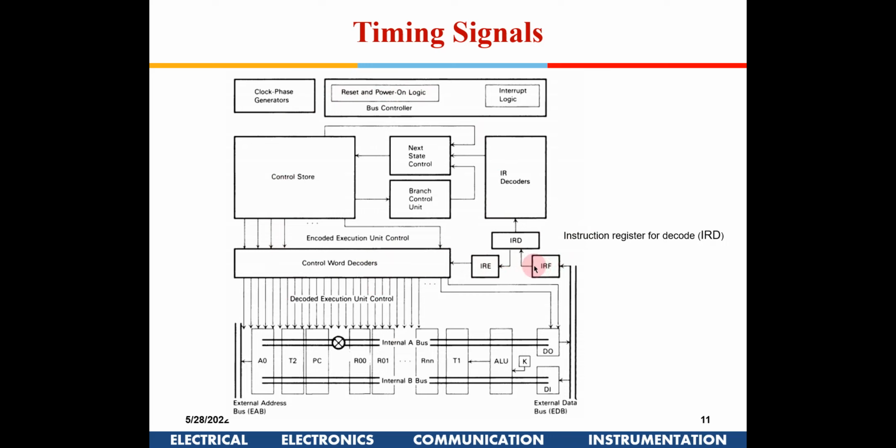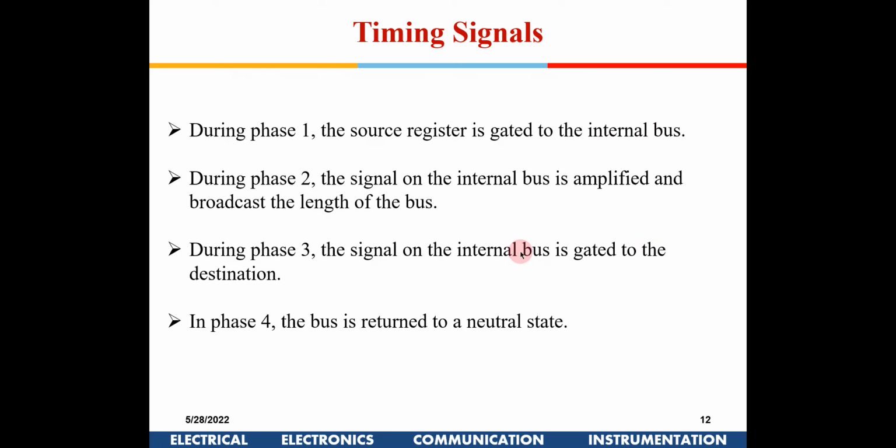So what I am doing is I am putting one more register in between here. I am going to clock these with different clock signals. For the time being we'll leave it here, and we'll see these clock signals slowly in the next few slides. So here I am giving an instruction register for decode. One additional instruction register is available here. Right now, let's see how the timing signals are organized.